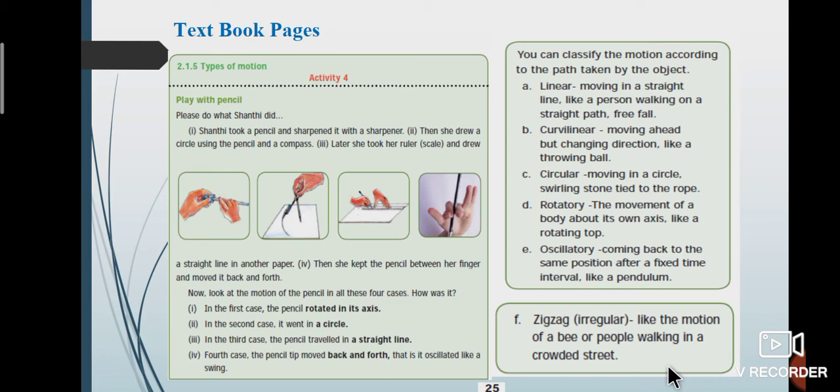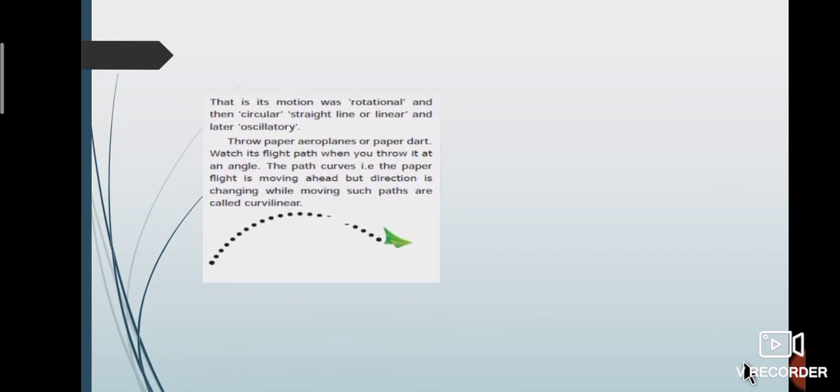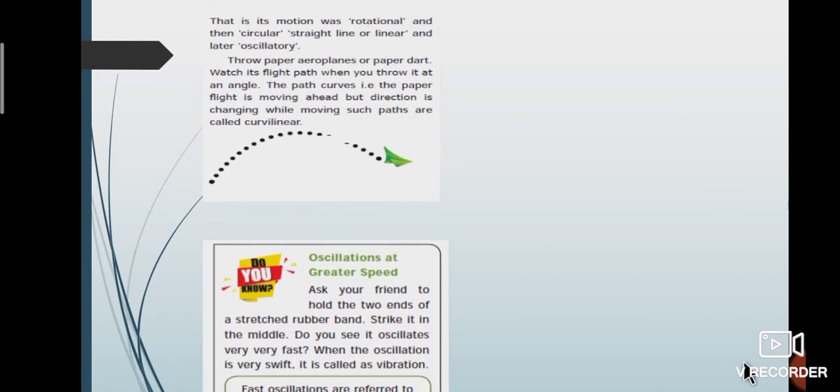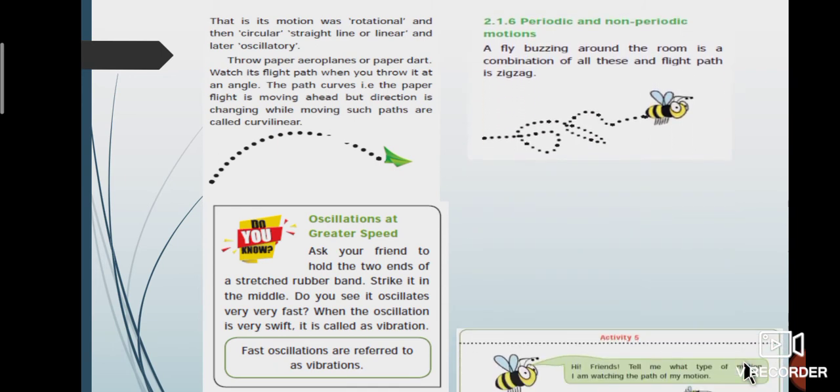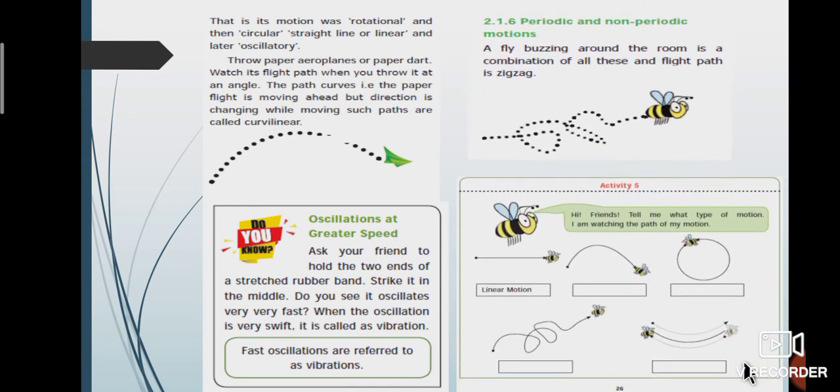This is from the textbook page. You just see and get an idea. In page number 26, based on direction, classify the motion into 2 types. First one is periodic motion, another one is non-periodic motion. There is a simple activity also. Try by your own. Also information about vibration is given. Yes, fast oscillations are referred to as vibration.